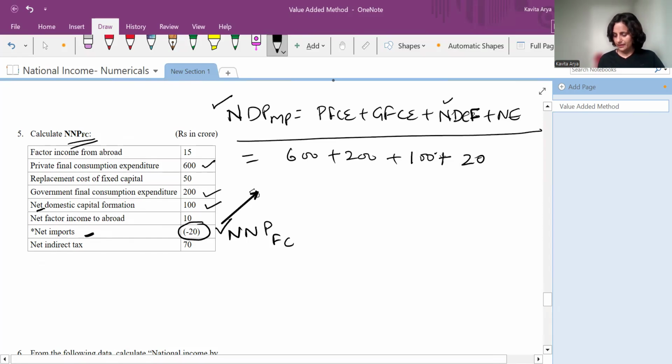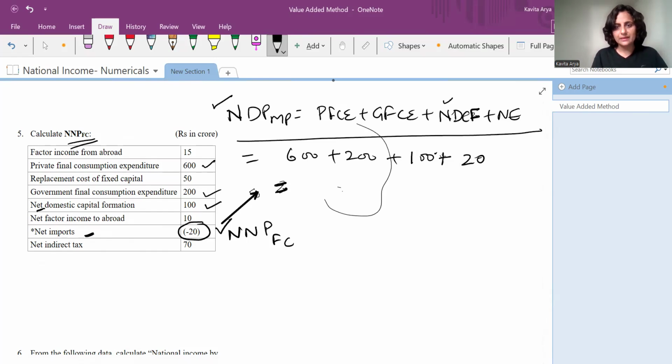Here there is some malfunctioning. Never mind. The answer is 6 plus 28 plus 19. This is 920 rupees crore.